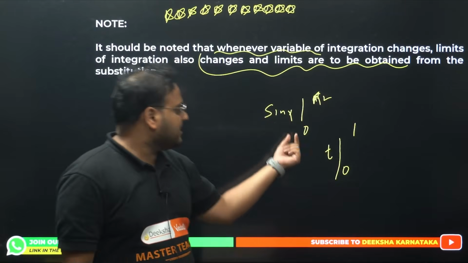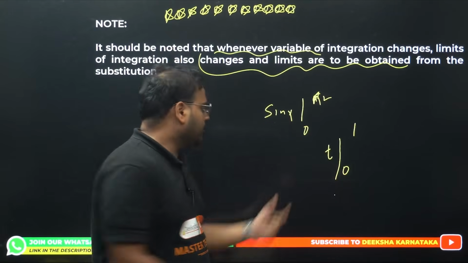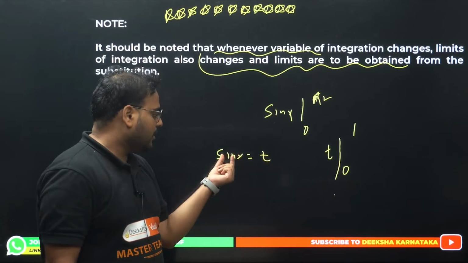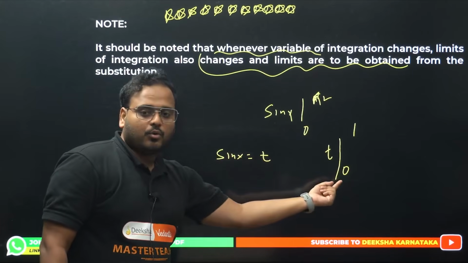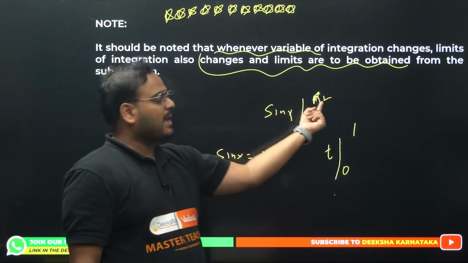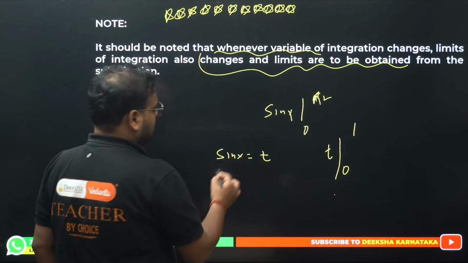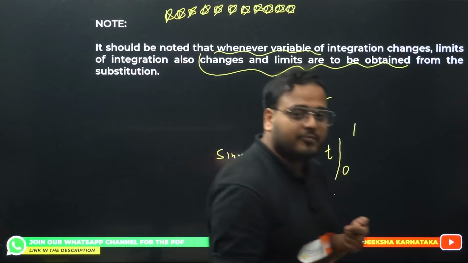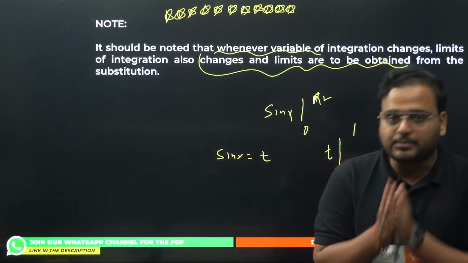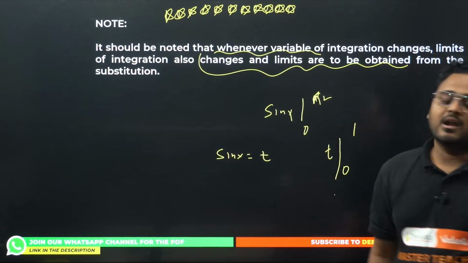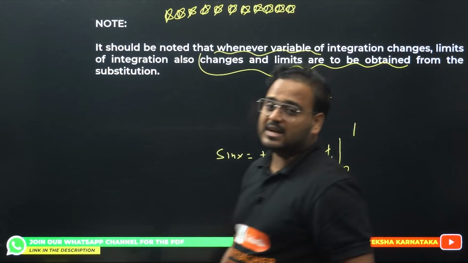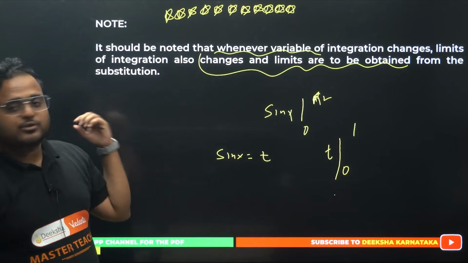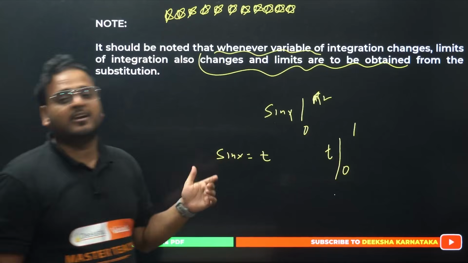Because when x is 0, sin 0 is 0. You have taken sin x as t, right? When x is 0, sin 0 is 0, so t is 0. That's the lower limit. For the upper limit, x is pi by 2. Sin pi by 2 is 1, so t is 1. So whenever you are changing the function with the help of the substitution method, you have to change the limits as well for the new variable. That's the most important point you need to remember if you're using the substitution method in definite integral.